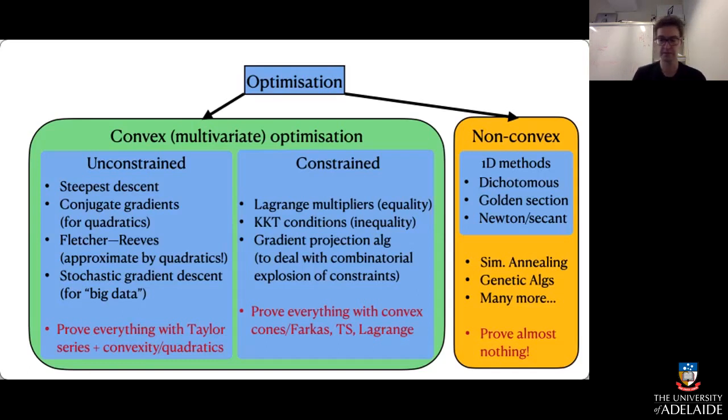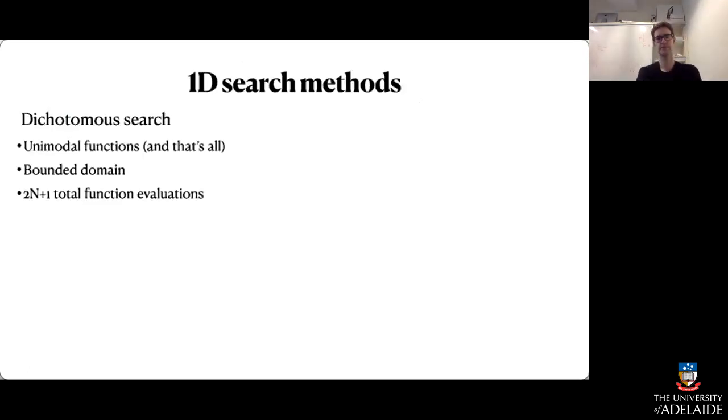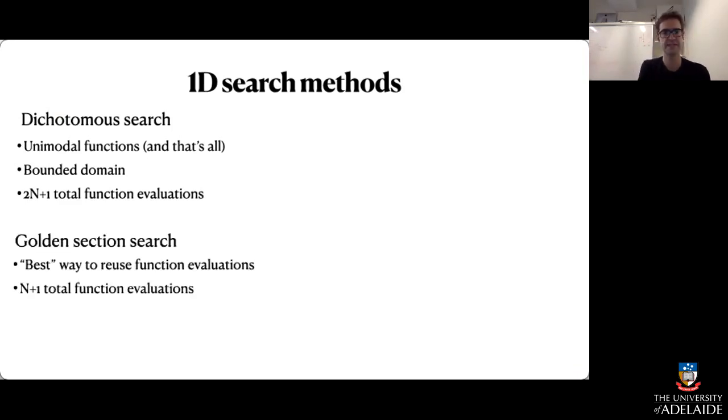So let's delve a tiny bit more into each of these topics. Going back to chapter 2, where we talked about the 1D search methods, we started with the dichotomous search. The big idea there was that we assumed unimodal functions, and that's all, nothing else. It didn't even need to be differentiable. But these were bounded search problems. So we started off knowing that the minimizer was going to be within some interval, and then we narrowed that down. That took 2n+1 function evaluations, where n is the number of steps that I take.